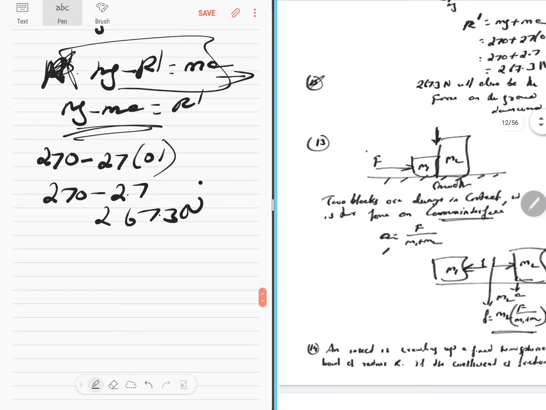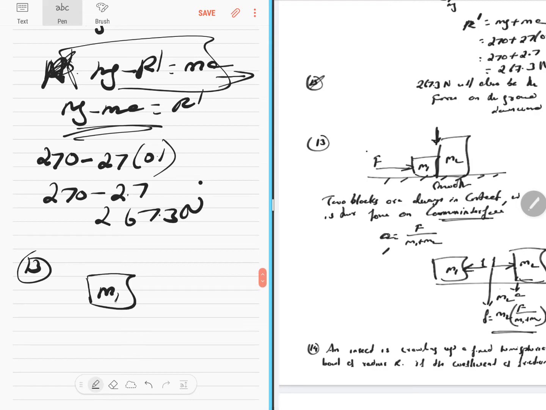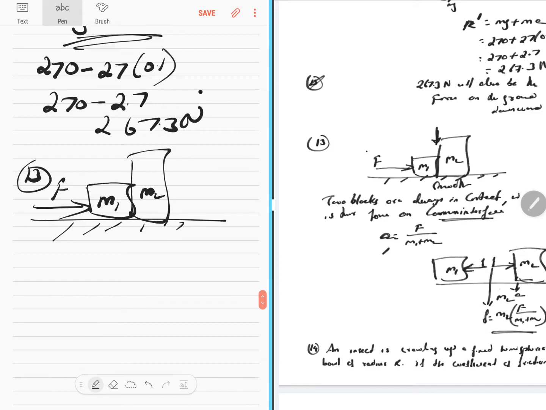So let's go to the next sum, which is the 13th sum. There's a mass m1 and there is a mass m2. The question is about contact forces. Smooth surface, two blocks are always in contact. What is the contact force? The force applied is F. Let's find the acceleration, which is a is equal to F by m1 plus m2, the acceleration of the entire block. Now since this is the acceleration, you can multiply this with m1.